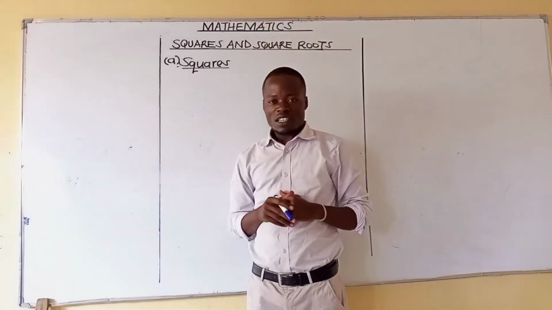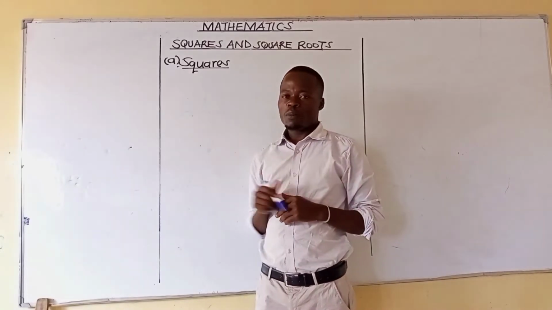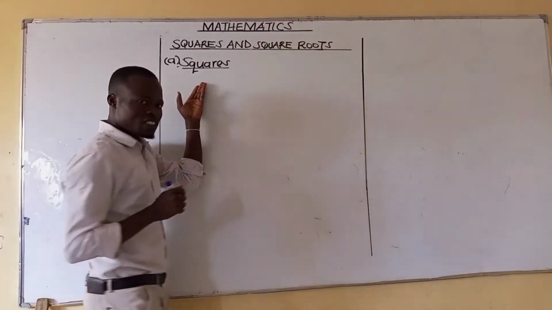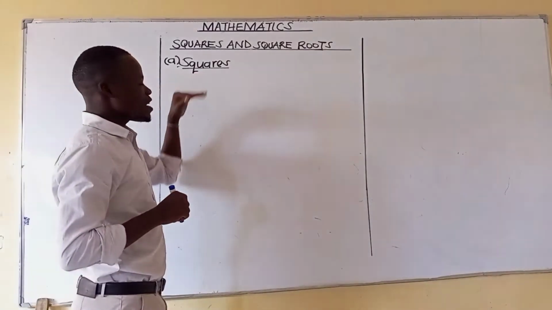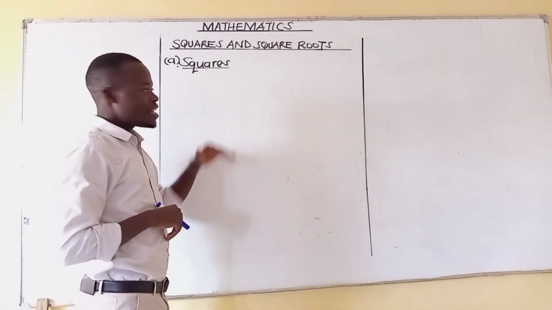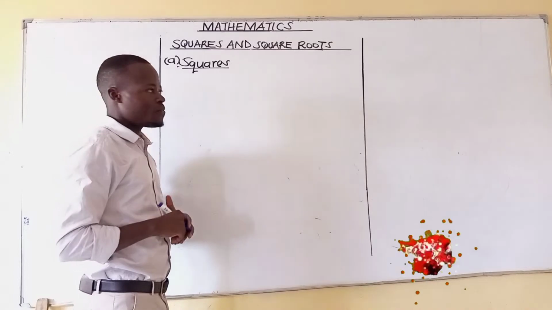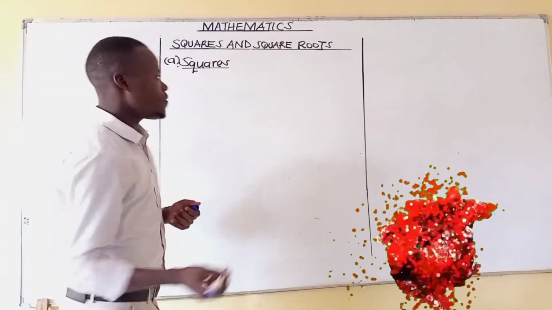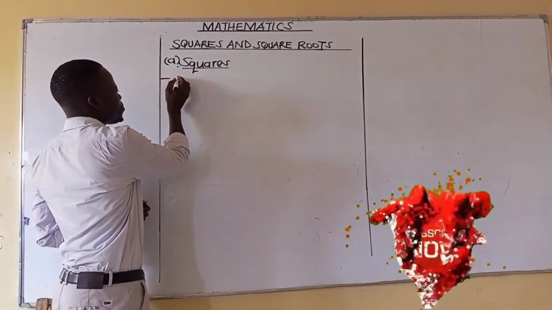It is important to understand what we mean by squares of numbers. For better understanding, a square of a number is defined as a number multiplied by itself. So a square of a number is a number multiplied by itself. That is very important.